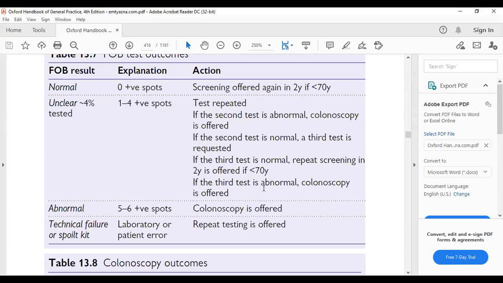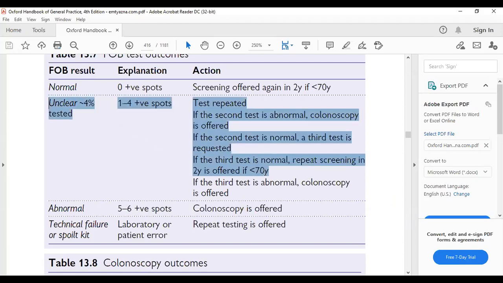But if the third test is abnormal, so now you have one abnormal and one unclear, then you step up the treatment and go for colonoscopy. So this is for the unclear situations. Abnormal straight away, that means 5 to 6 positive spots, you refer for colonoscopy. So normal and abnormal are not a problem. The tricky area is unclear, same as with the pap smear. In an unclear situation, you repeat the test, and whatever comes out of that repeated test, you will step up or step down treatment based on that.